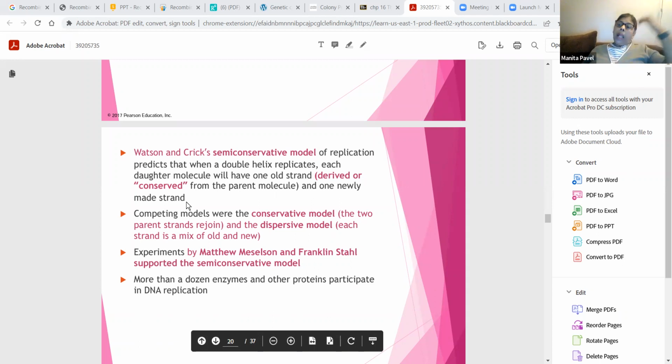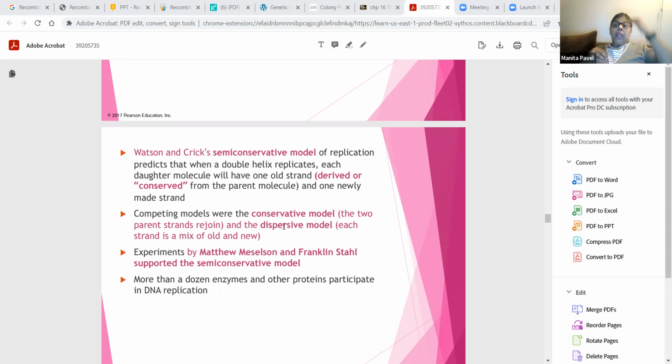Other scientists came by and they had put forth three models. One was the semi-conservative, which was proven to be the right one. Then you had competing models, which were the conservative model and the dispersive. In the conservative model, you had the two parent strands, but the two parent strands are going to rejoin.